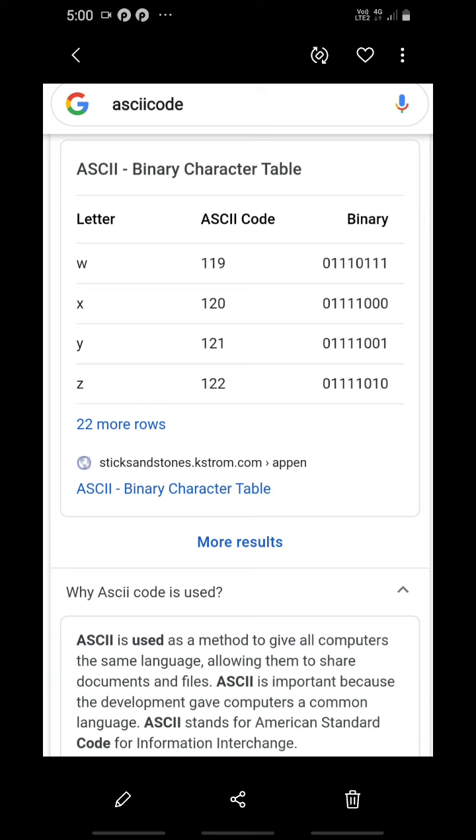Why is ASCII code used? ASCII code is used as a method to give all computers the same language, allowing them to share documents and files. ASCII is important because the development gave computers a common language. ASCII stands for American Standard Code for Information Interchange.